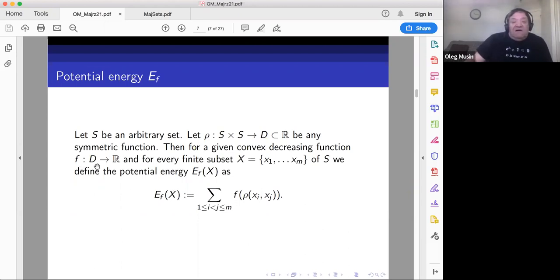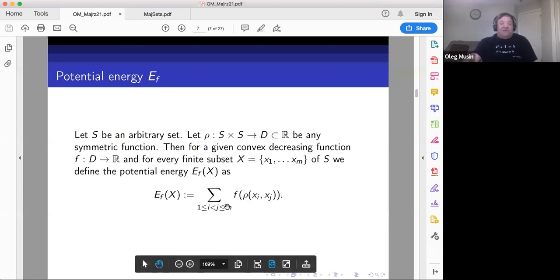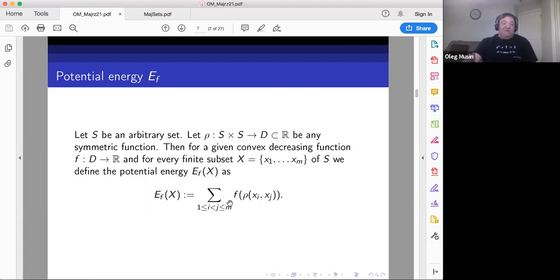that is a real convex decreasing function, then we can define the potential energy E_f of x very simply, by considering all pairs. We have f and we have rho, which is a real number, and we can consider the sum of f of rho of x_i and x_j over all non-ordered pairs. This is the regular, usual definition of potential energy for f. Okay, what do we have now? We have a potential energy.